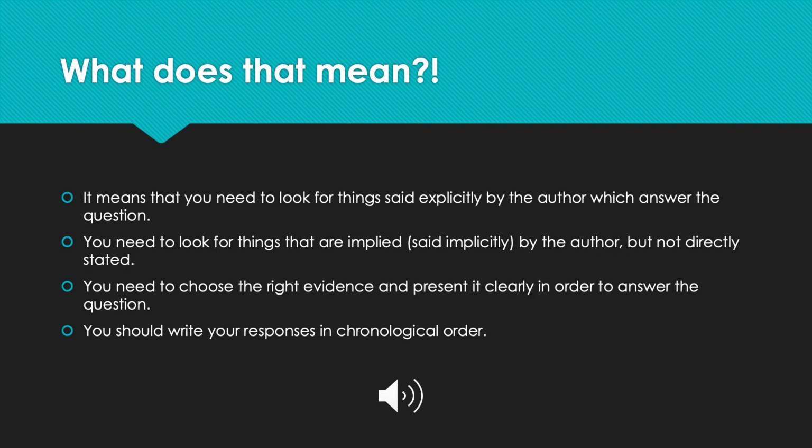You need to make sure that you choose the right evidence, present it clearly in order to answer the question, and you should write your responses in chronological order, which means that as they appear in the text, you then record them in your answer. So the things that appear at the top of your piece of text will be your first point, and then you'll move down the text to put your second, third and fourth, and so on.